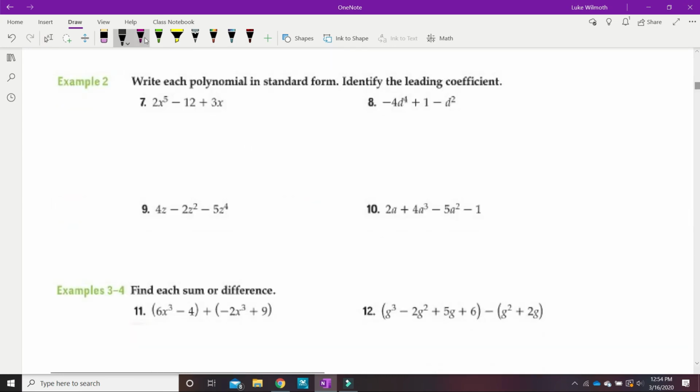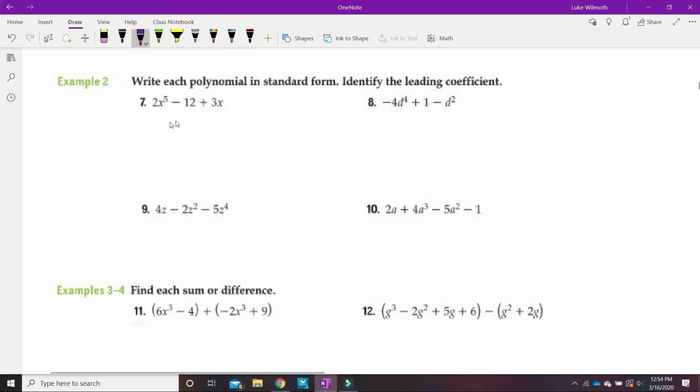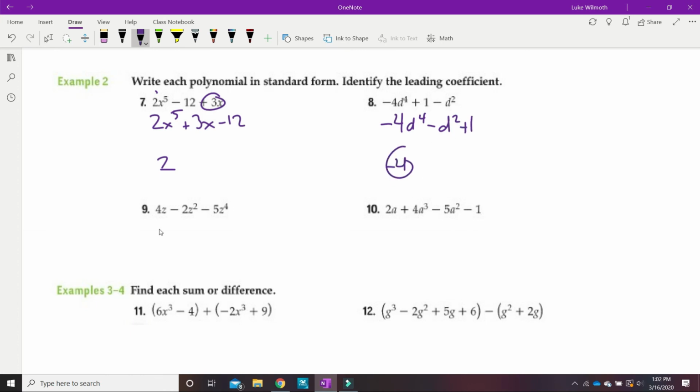Okay, and then let's look here. Let's pick a more fun color. What do we got? Let's get some real purple. Write this in standard form and identify the leading coefficient. Well, this one is in standard form. No, it's not. 2x to the 5th, I got to move my 3x over, minus 12. Leading coefficient is 2. This one here, we have negative 4d to the 4th minus d squared plus 1. Leading coefficient is negative 4.